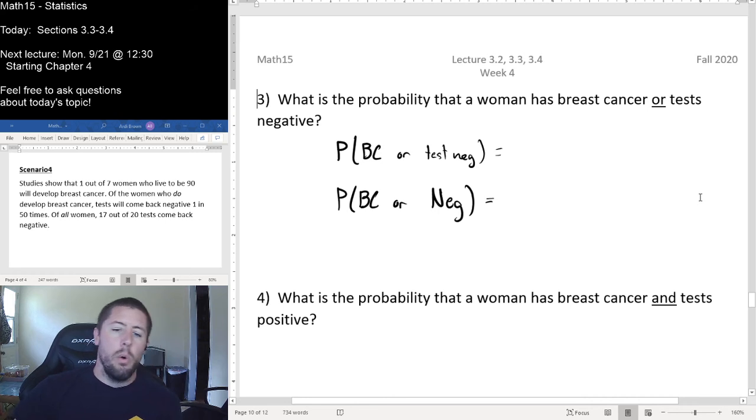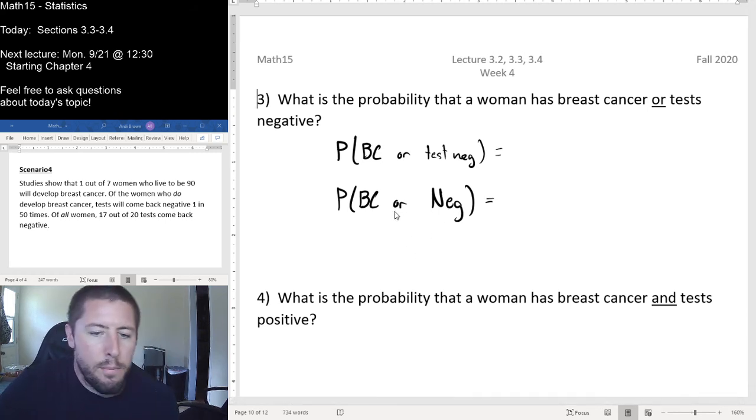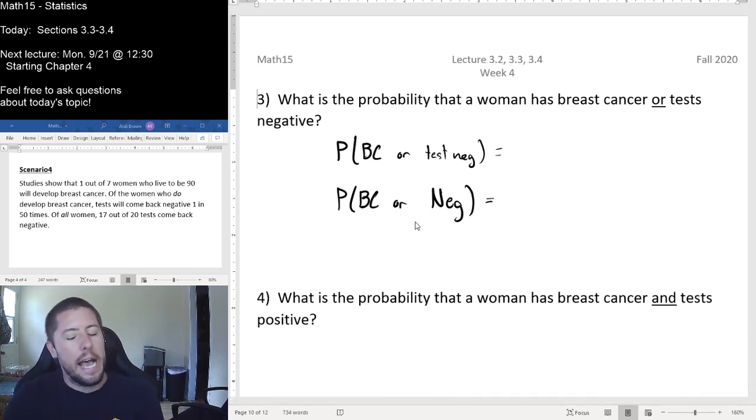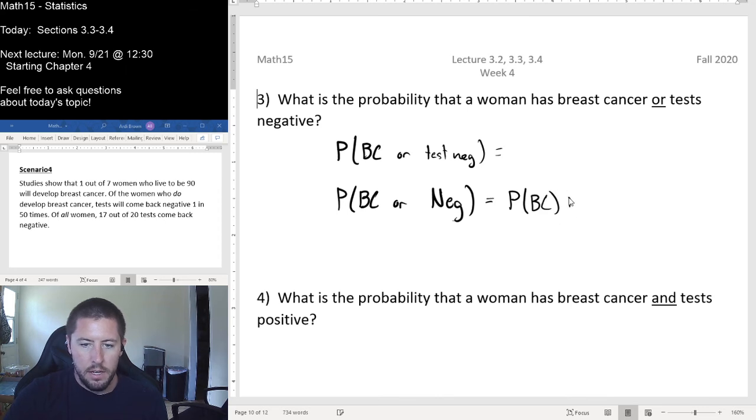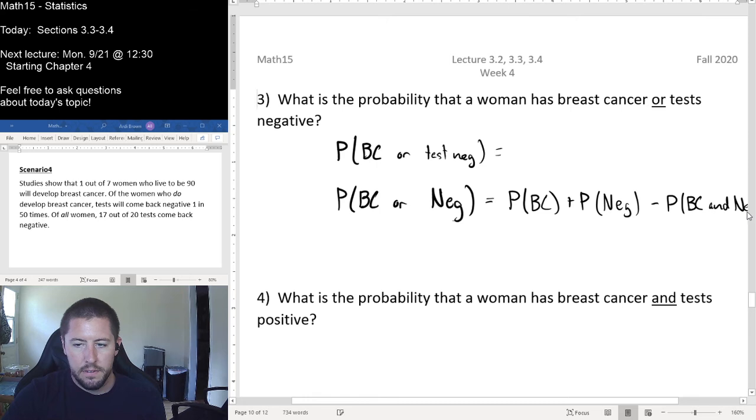Okay. So what we should notice is that since this is an or probability, what we need to ask ourselves is, is it possible for these two events to overlap? And it is. What we know is that you can both have breast cancer and test negative. Since these both could be occurring for the same person, we need to account for that overlap. So what I'm going to say here is we should have the probability of breast cancer plus the probability of being negative minus the probability of BC and negative.